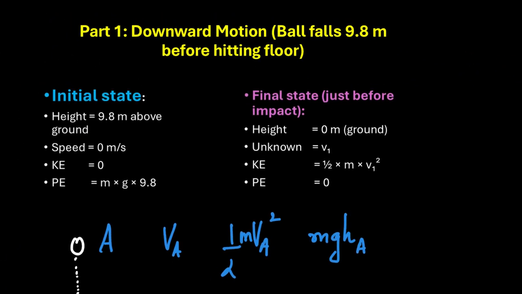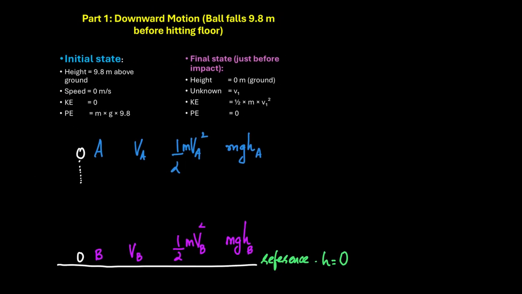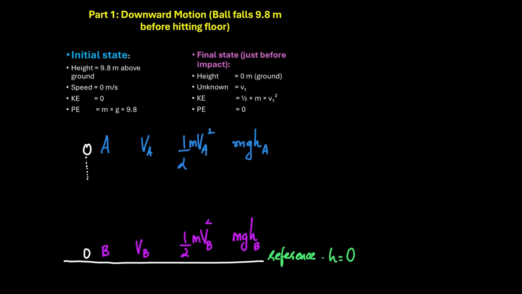coming to the downward motion of the ball. Initial position is A, the ball is falling downwards to B, velocity is VA at A, kinetic energy is half mVA squared, and the corresponding gravitational potential energy is m into g into HA.